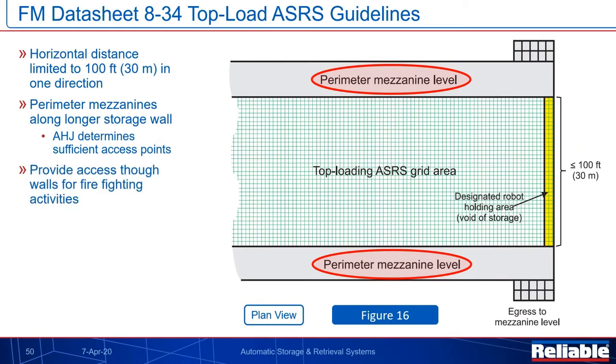We need to provide access through the walls, because if you remember those images previously, the AutoStore systems were surrounded by walls. Well, if you have a fire all the way at the bottom of these storage containers, how do you get to it? You can't walk on the grid, you can't climb down, there are no aisles inside of it. So we have to remove wall panels and start pulling the containers out to get to where the fire is.